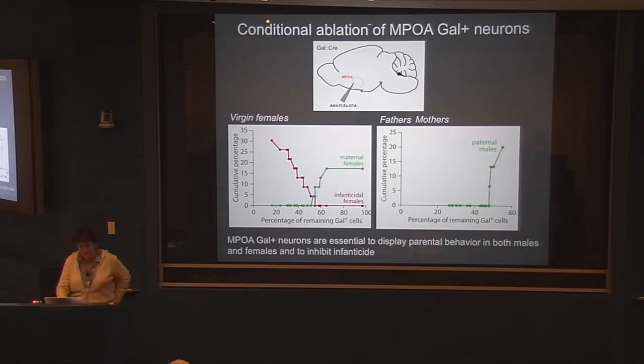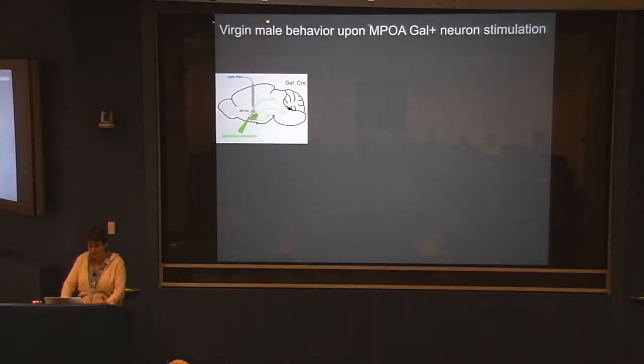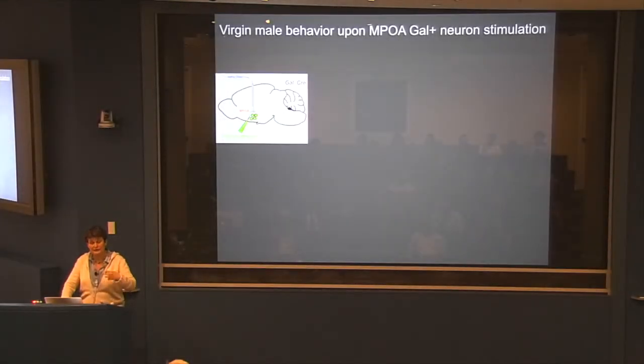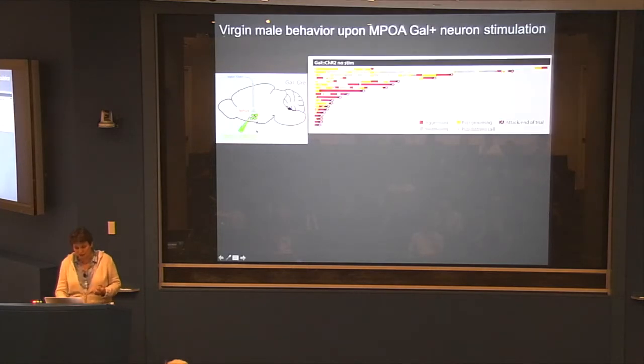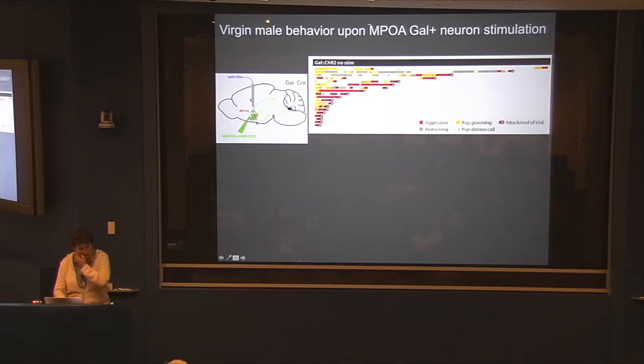So MPOA galanin neurons seem to be essential to trigger parental behavior in both males and females and to inhibit infanticide. Now, what about the other experiment: can we take an infanticidal male, activate galanin neurons, and see what happens? Using optogenetics, Herbert performed this experiment. He took virgin males, injected a virus expressing channelrhodopsin in galanin neurons, inserted an optic probe, and then each time the virgin male, the infanticidal male, approached a pup and his snout touched the pup, either nothing was done or he activated these neurons by optogenetics.